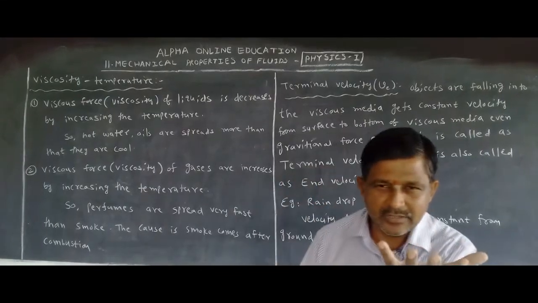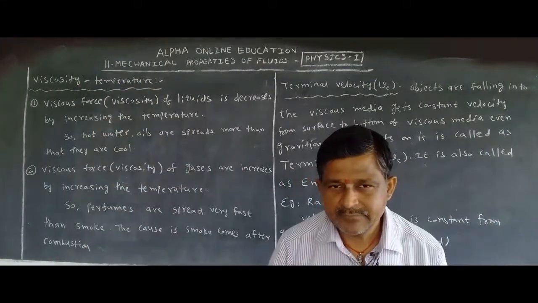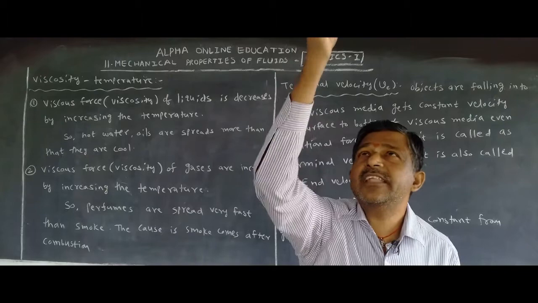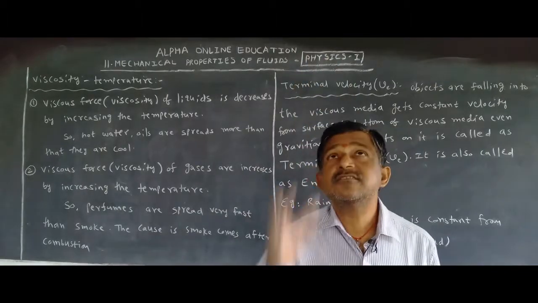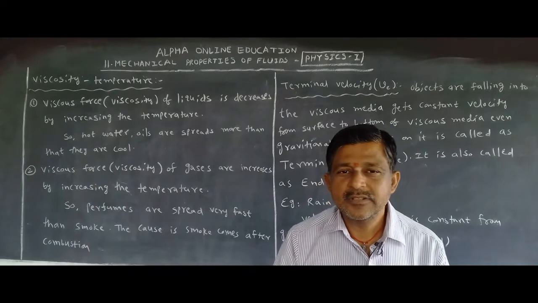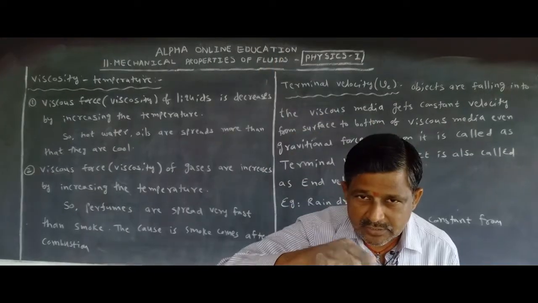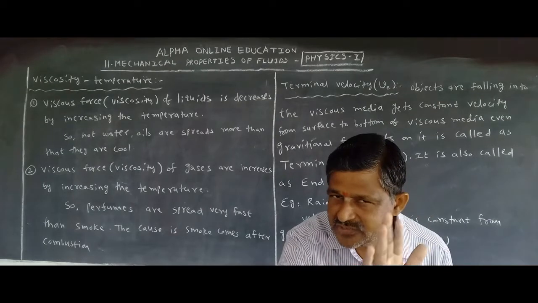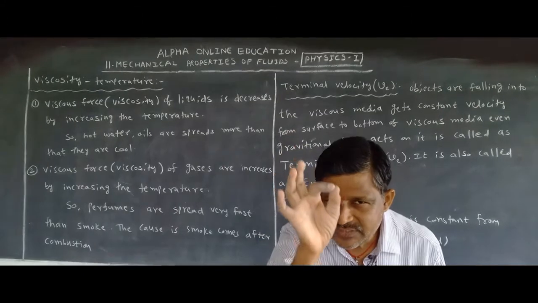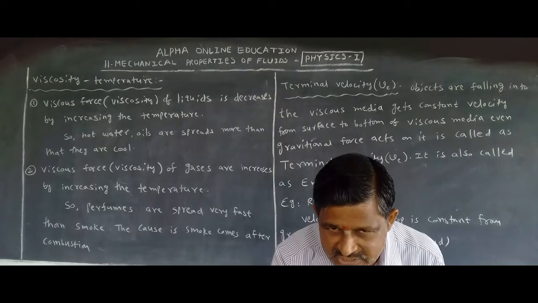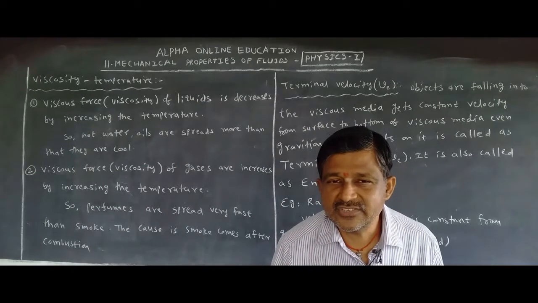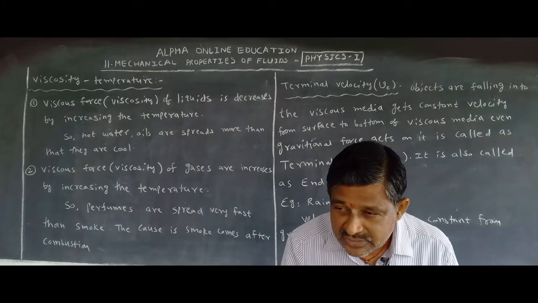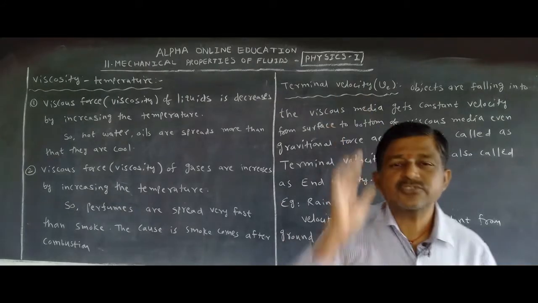Let us take water in a bucket or a drum. Drop one coin. When dropped by gravity, what happens? Velocity increases, which means it is accelerated. But when it touches the water, from the surface of the water to the bottom of the water, it does not accelerate. It moves with a constant velocity. Why does it move with constant velocity? Gravitational force acts on it, but it moves with constant velocity. Why? Because of the viscous force.